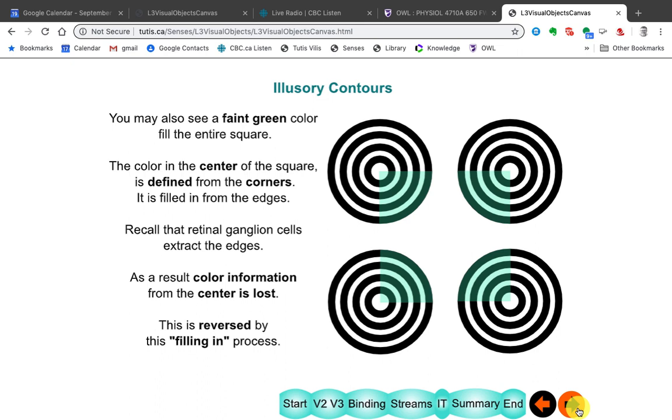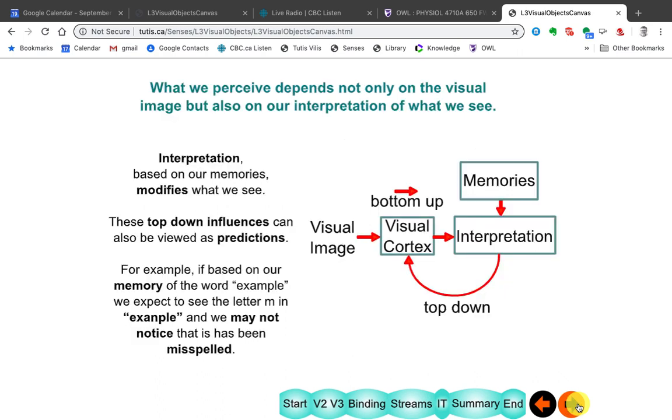Yeah, now it's stationary, so you can see it easier. Okay, lines across here, and a bit of a faint green shade in the middle here, all due to filling in.